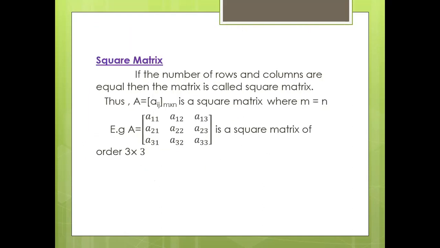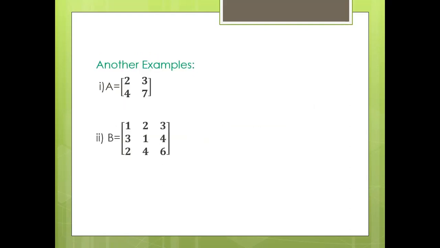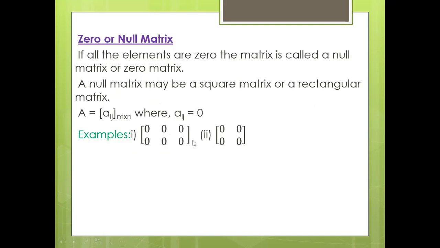Then square matrix. We already know, in a square matrix, both rows and columns are equal, m equal to n. If the number of rows and columns are equal, then the matrix is called a square matrix. Capital A equal to aij, m cross n is a square matrix, or m equal to n. Here A is a 3 cross 3 matrix. Here the rows and columns are equal, m equal to n. These are other examples of a square matrix. This is a 2 by 2 matrix. This is a 3 by 3 matrix.